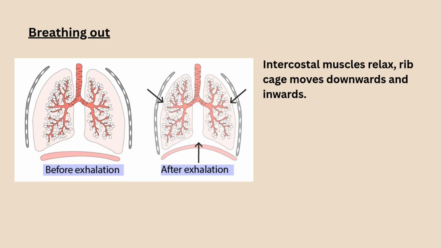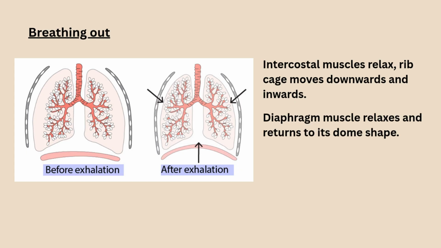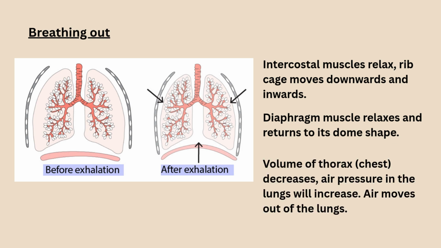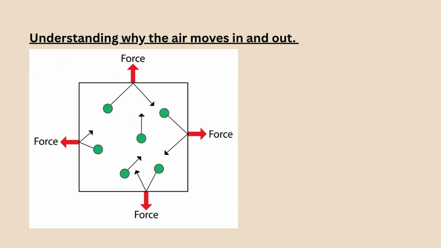Breathing out. The intercostal muscles relax, the rib cage moves downwards and inwards. The diaphragm muscle relaxes and returns to its dome shape. The volume of the thorax or the chest decreases, so air pressure in the lungs will increase and air moves out of the lungs.